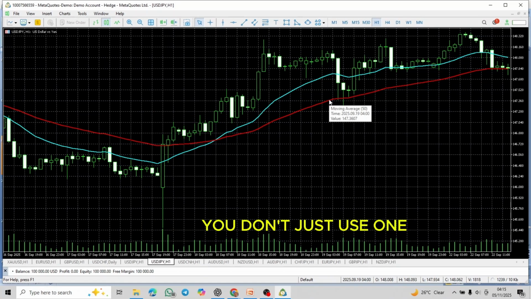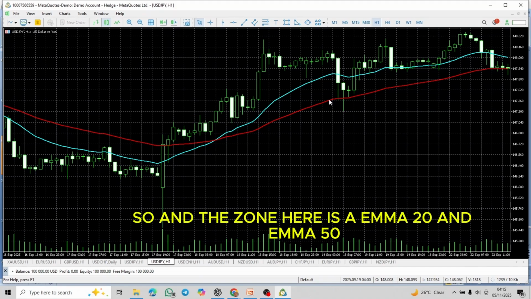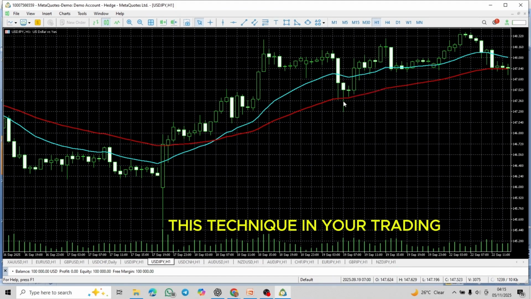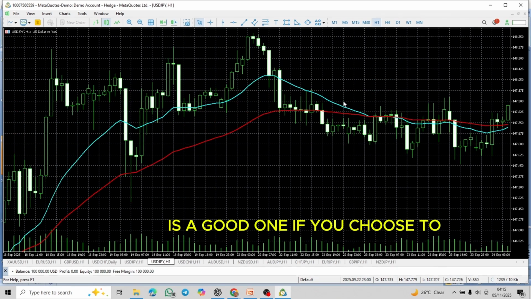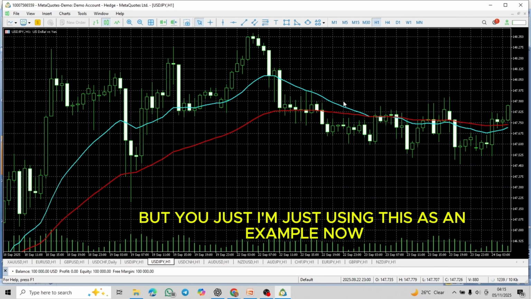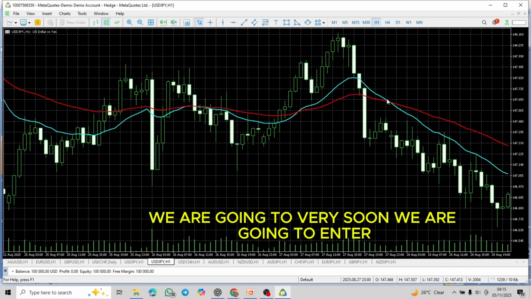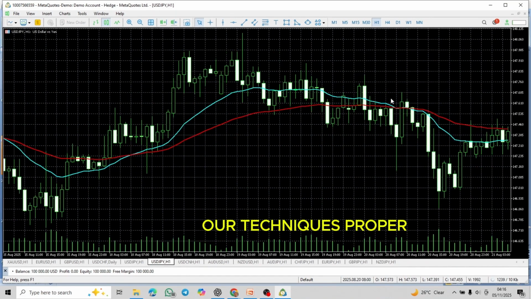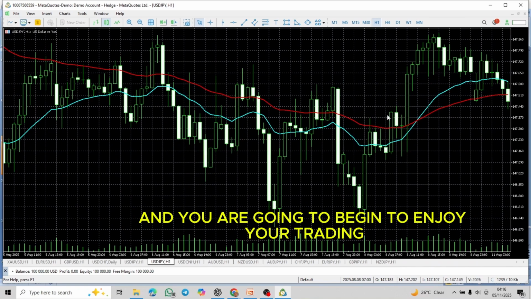Usually you don't just use one moving average as your support. We use a zone, and the zone here is EMA 20 and EMA 50. I'm not saying that you should go and apply this technique in your trading, but some do use this technique. It's a good one if you choose to, but I'm just using this as an example now. Very soon we are going to enter our techniques proper. We'll begin to teach you how you can make money from the market.